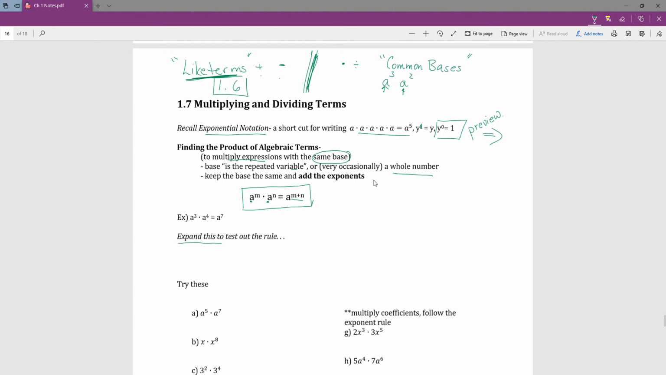So this one says we have a cubed and a to the 4th. So what this means, if we expand out a cubed, that's a times a times a. And I'm going to multiply this by a to the 4th. So I'd have 4 a's written across here. So even though this was the multiplication from the question, when I take a look at all of this, I get a to the 7th.